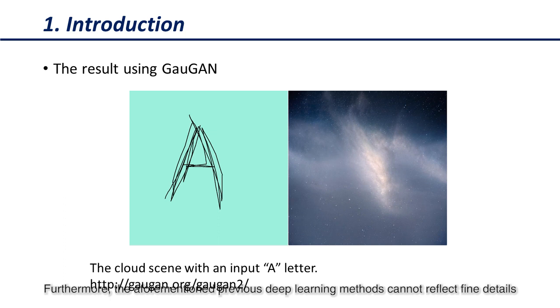Furthermore, the aforementioned previous deep learning methods cannot reflect fine details from input to output nor conduct delicate graphical editing via sketches. For example, this figure shows an input with a sketchy letter at the right and the output generated by GauGAN at the left. Apparently, GauGAN is not feasible to precisely control the figure details. The input and the output are not aligned very well.